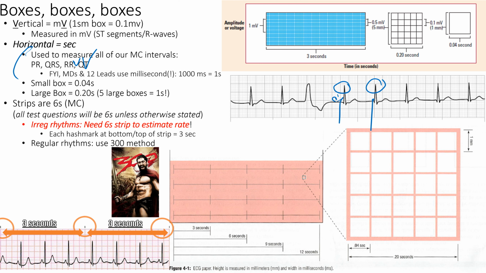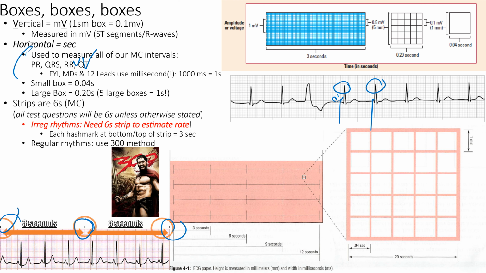You can assume on the test also that if I give you a strip, even an irregular rhythm, there's a way to calculate the heart rate. You can say, oh, is this 5.5 seconds or 6 seconds? It's a 6-second strip, right? But in real life, if you're looking at a readout, you use little hash marks right there. They denote 3 seconds of time, right? If you have 2 of those together, you have, of course, 6 seconds. So just an FYI when you're looking at a strip in real life, okay?